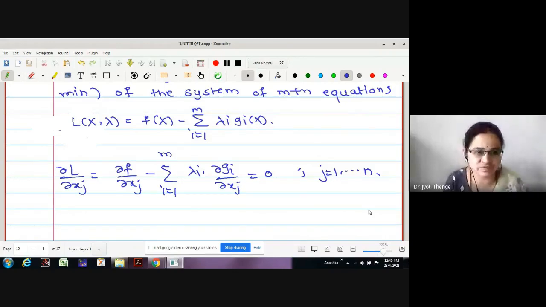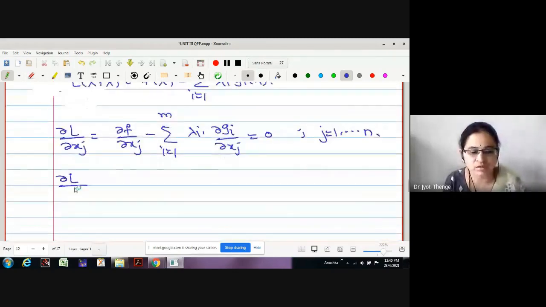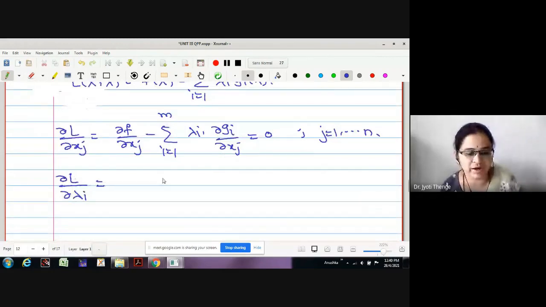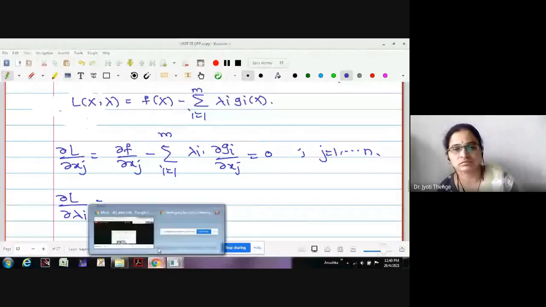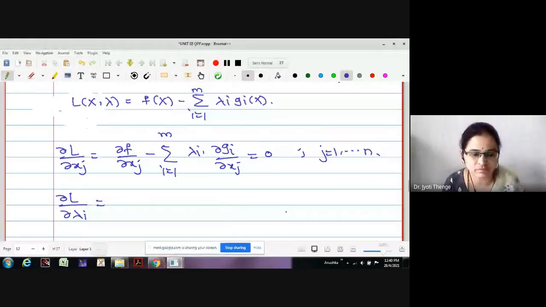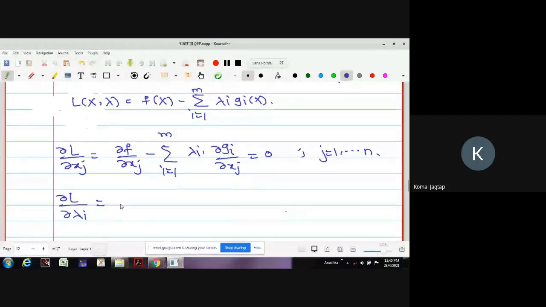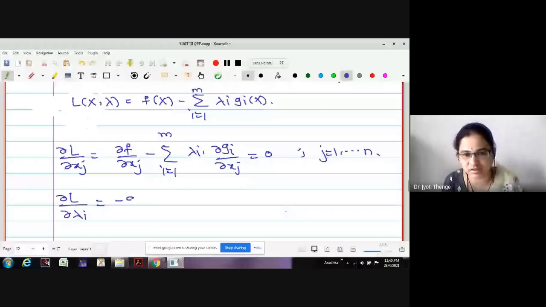Now let us differentiate this with respect to the Lagrange multiplier. Therefore, let me write dou L by dou lambda i. What is dou L by dou lambda i? If you just observe this, what is the value? Minus g_i of x. Is it minus? Yes, this is minus g_i of x is equal to 0, and the value of i is from 1 to m.